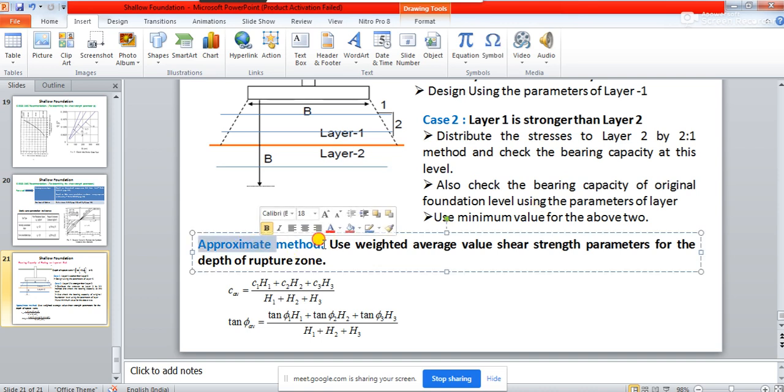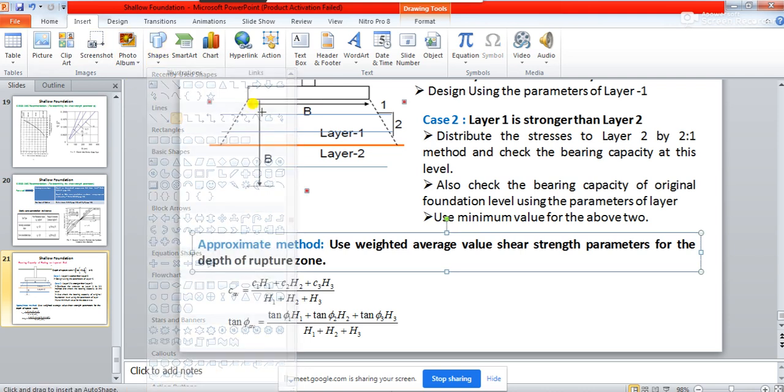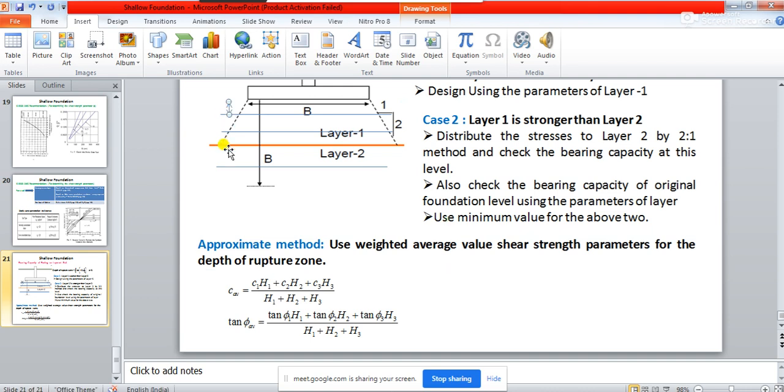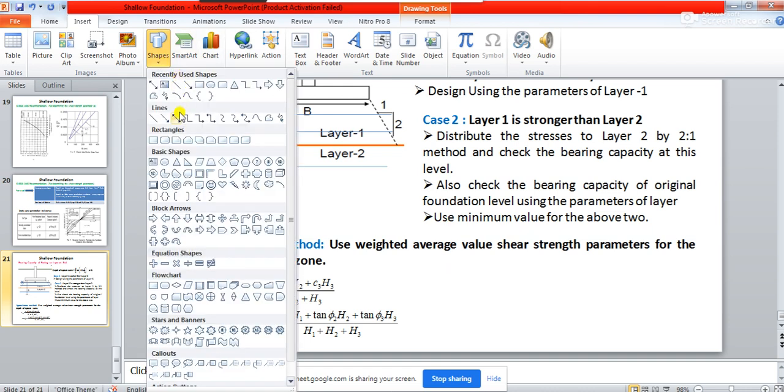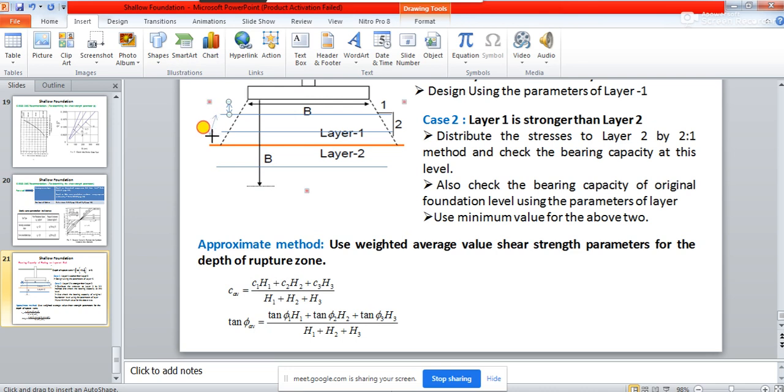And in this approximate method, what do you have to do? See, for layer 1 it is C1 phi 1, for layer 2 it is C2 phi 2, layer 3 it is C3 phi 3, layer 4 it is C4 phi 4, and the heights of the layers are h1, h2, h3, h4. That means the height of each layer. From here to here it is h1, from here to here it is h2.